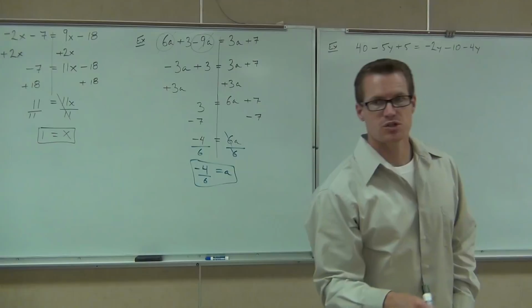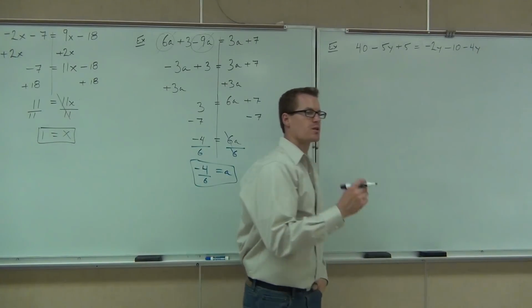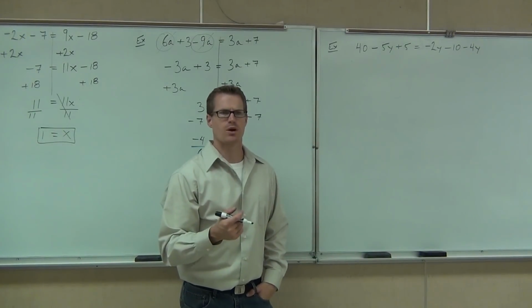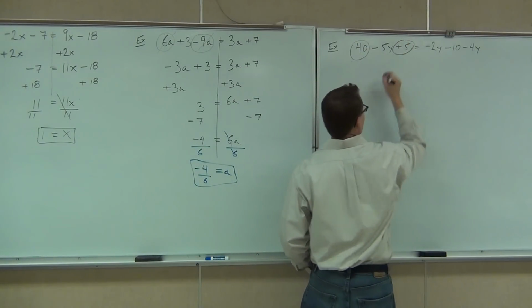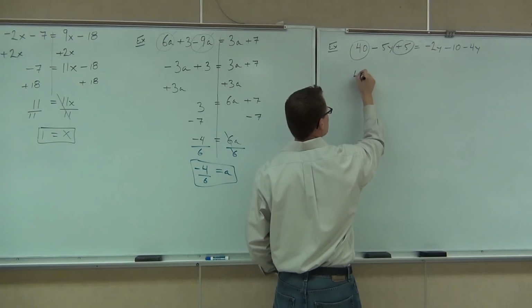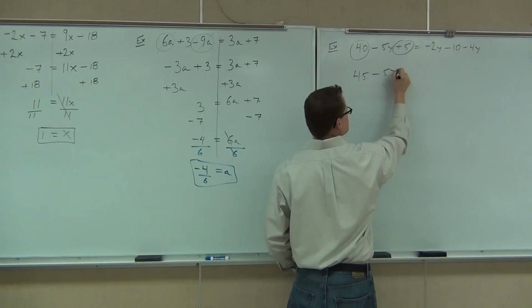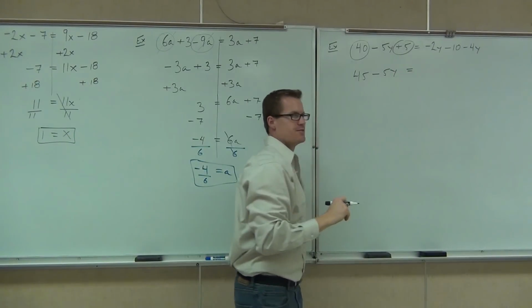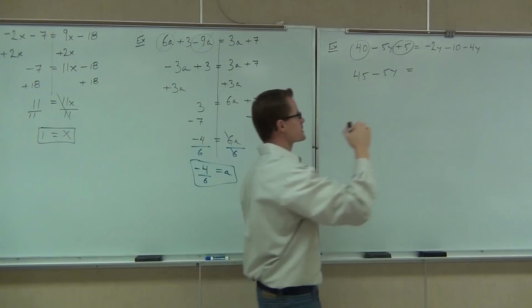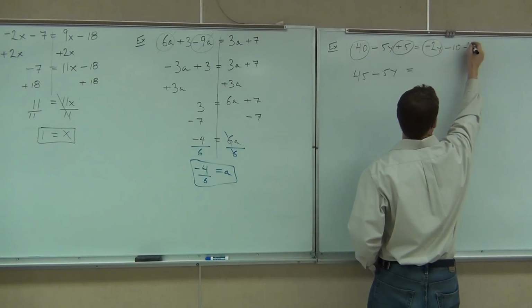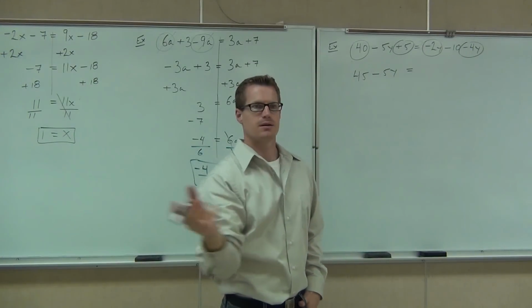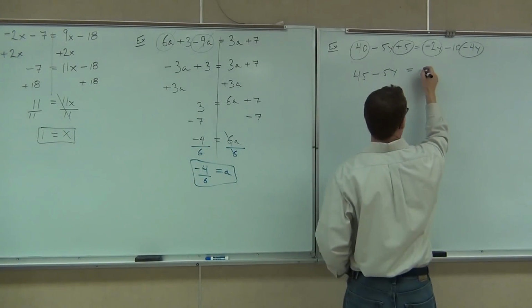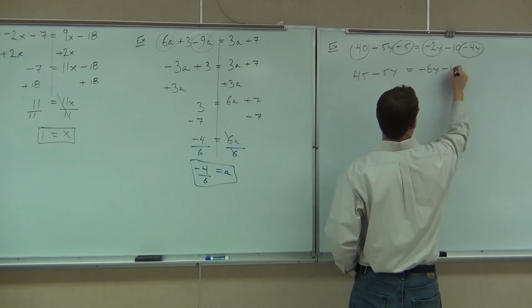So if there's no distribution, we're looking for like terms. Do we have any like terms on the left-hand side? Yes, 40 and 5. If we combine 40 and 5, we get 45. And I still have a minus 5y, that's gotta be there. On the right-hand side, do I have any like terms? Negative 2y and negative 4y. If I combine my negative 2y and my negative 4y, I get negative 6y. Perfect.